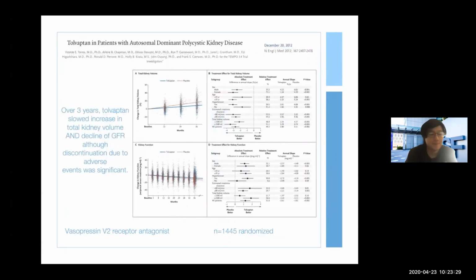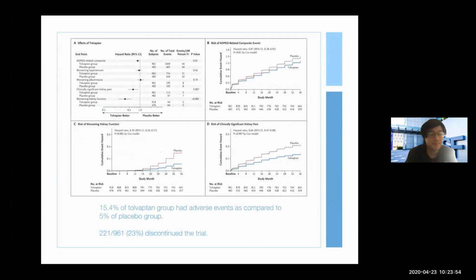Really, the go-to medical management treatment for polycystic kidney disease outside of supportive care has been tolvaptan. Tolvaptan is a vasopressin V2 receptor antagonist, and in a large randomized trial published in 2012, was shown to slow the increase in total kidney volume as well as the decline in GFR in these patients to some degree. Tolvaptan is not a free lunch. About 15% of the patients in the tolvaptan group had adverse events, and about 23% of patients discontinued the trial. But this is definitely something that your nephrology colleagues will be considering for many of their polycystic kidney patients.